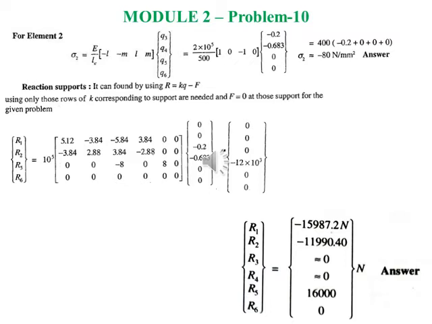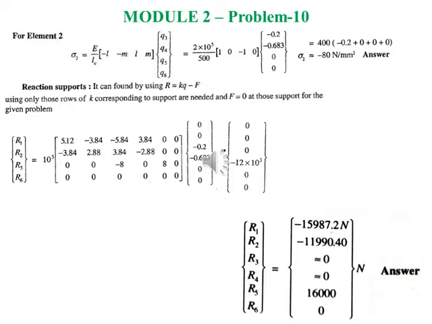Similarly, stress in element 2 can be calculated by the same formula, and we will get sigma to be minus 80 Newton per millimeter square. Now the reactions at the support have to be calculated. For that we can find the reaction at the support from the equation R is equal to K into Q minus F.